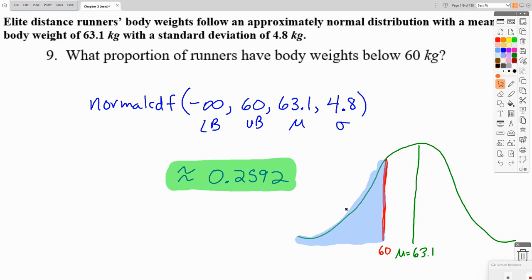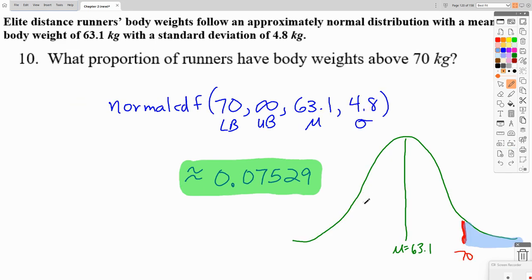25.92%. Now, the other thing I would mention here that we can tie in is that technically, since we went less than or equal to 60, then the answer that we got here really represents a percentile. So we could say a runner who had a body weight of 60 kilograms would be in the 25.92nd percentile. But remember, not all proportions or percentage answers from normal CDF represent percentiles. It's only if we go less than or equal to all the way down to negative infinity, or all the way down to the left end.